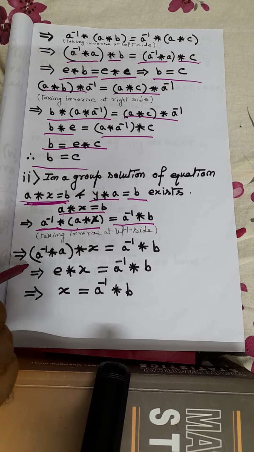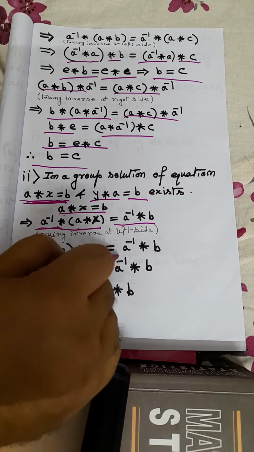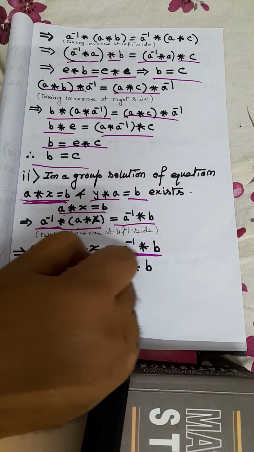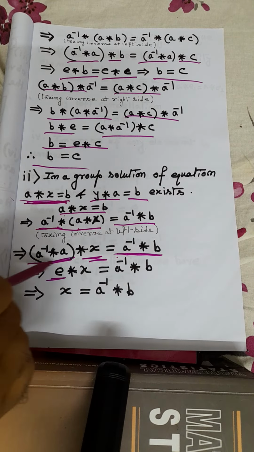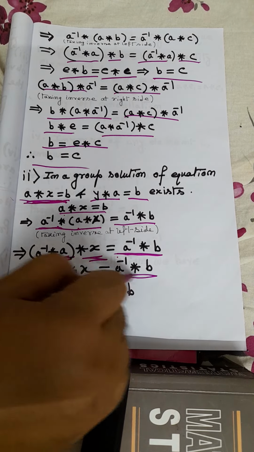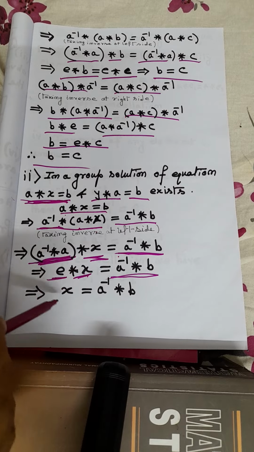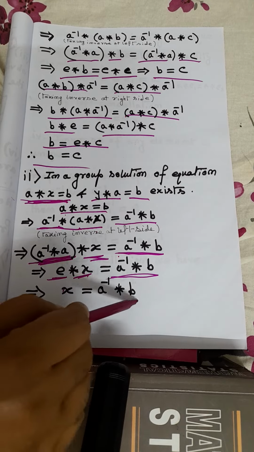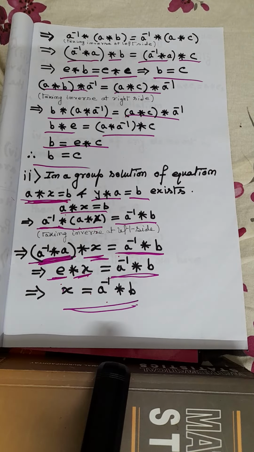So what will we get? a inverse a binary operation x equal to a inverse binary operation b. a inverse a will give us the identity. So identity binary operation x equals a inverse b, and the identity binary operation x will give us x. Correct? And what will we get? x equal to a inverse b. That will give us the solution of the equation.